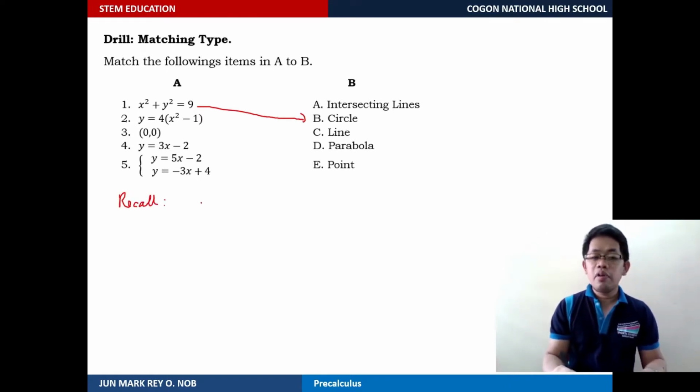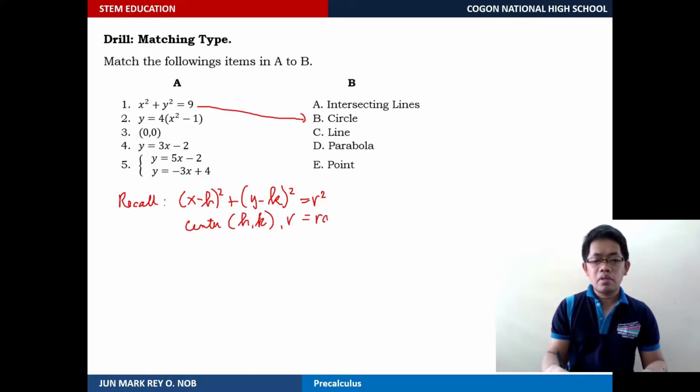And please recall that the standard form of an equation of a circle is the quantity x minus h squared plus the quantity y minus k squared is equal to r squared, where our center is at the coordinates (h, k) and r is the radius of the circle.